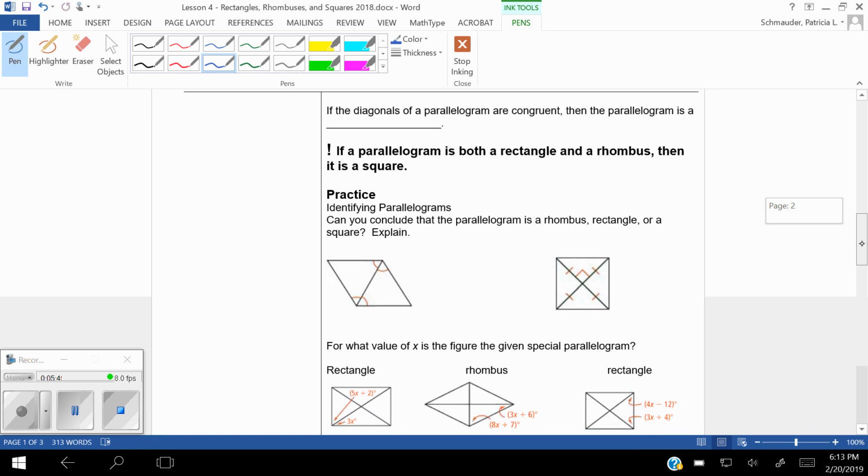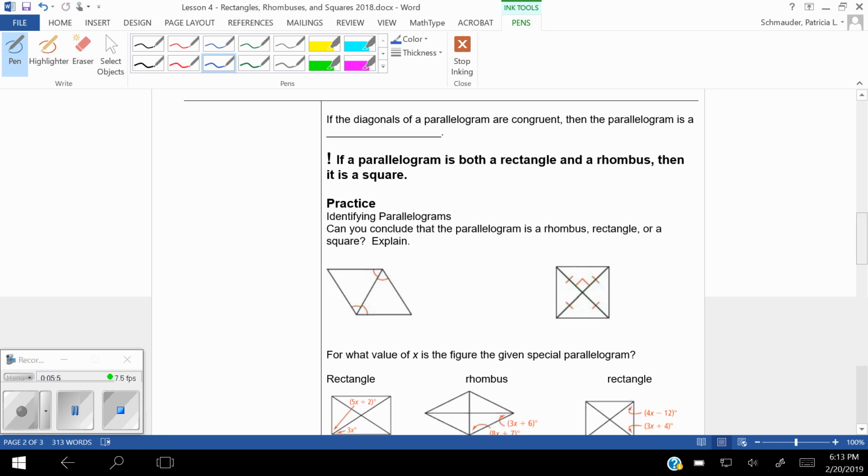And finally, the last theorem we're going to talk about here today says if the diagonals of a parallelogram are congruent, then we know that parallelogram is a rectangle, right? That's the converse of one of the theorems up above. Now look at this. If a parallelogram is both a rectangle and a rhombus, then it is a square.